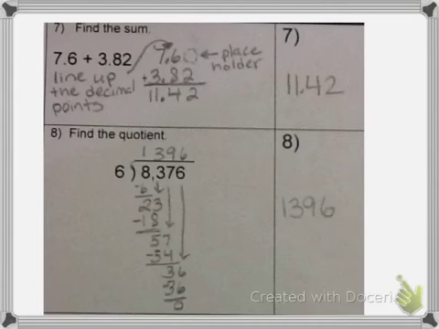Number 7, find the sum. Again, we have to line these up. The decimal points or place values line up. We're going to add a 0 as a placeholder, and we're going to add straight down. So after we've added, we get 1,142, and the decimal point comes straight down into the sum, so it becomes 11 42/100ths.